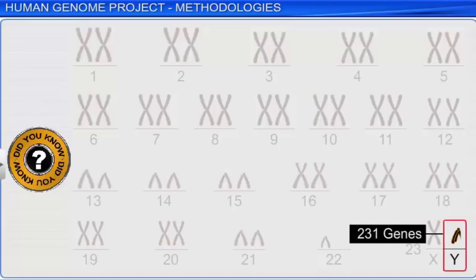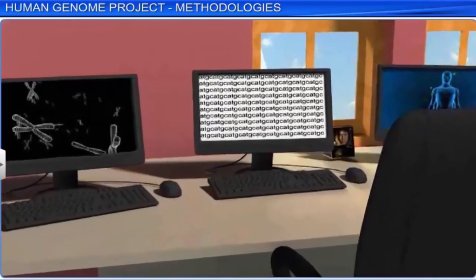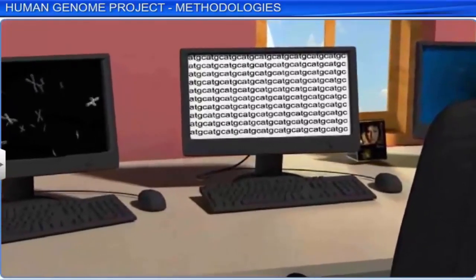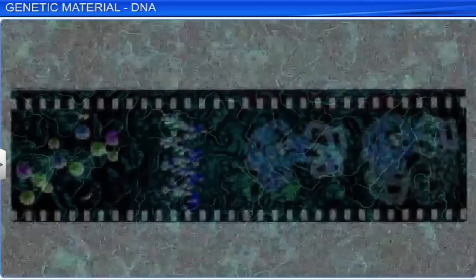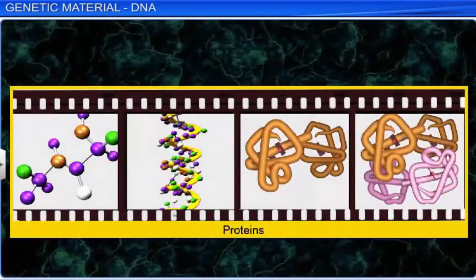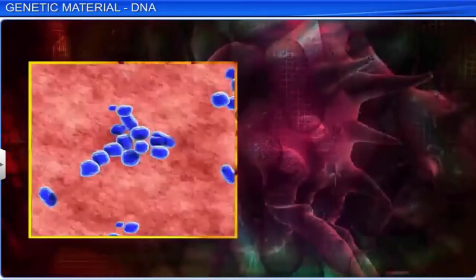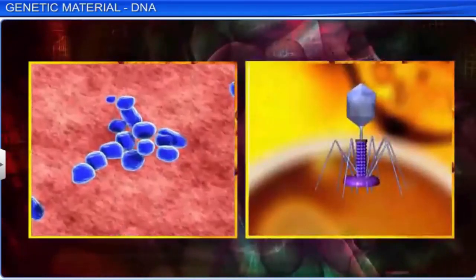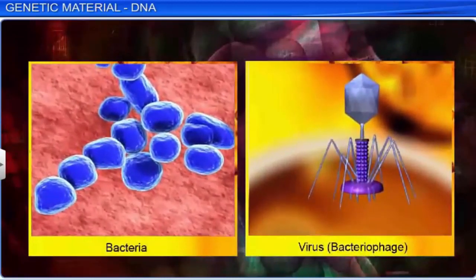These challenging tasks would not have been possible if advanced genetic engineering methodologies had not been put forth by the HGP, consequently paving the way for useful biological research. In the past, it was believed that proteins were the genetic material. However, in time, through various experiments using bacteria and viruses, the truth about genetic material came to light.